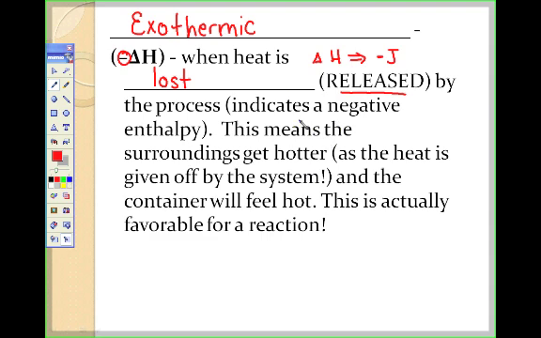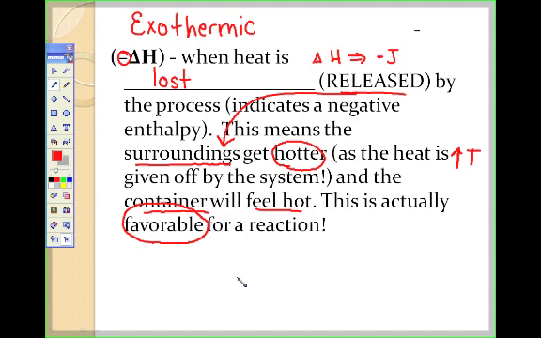Well, if the system is releasing heat, it's releasing it to the surroundings. That means my surroundings are going to get hotter or increase in temperature as the heat is given off by the system. So the container will feel hot, and you can become part of that surroundings, and your hand would feel that heat. Now, a delta H being negative or exothermic is considered a favorable situation for a process.